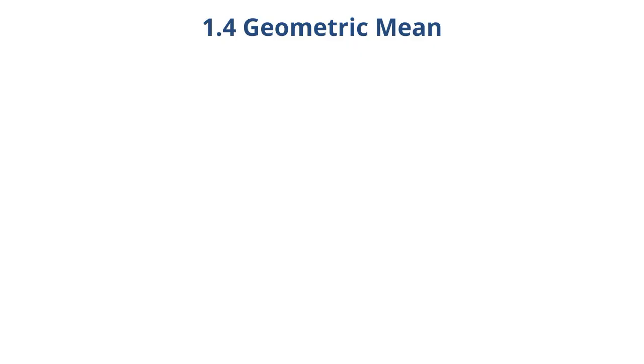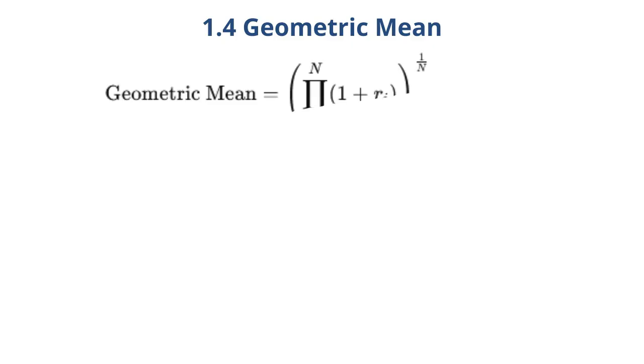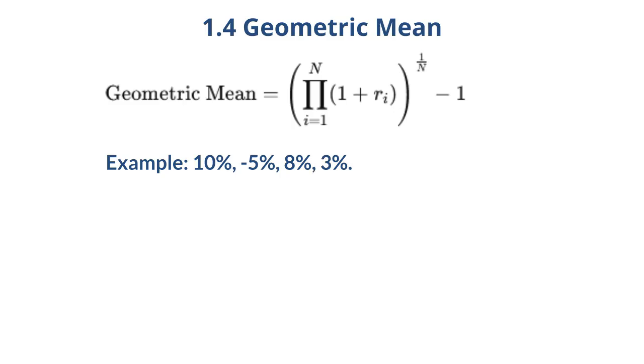The formula for geometric mean is geometric mean equals the product from i equals 1 to n of the quantity 1 plus r sub i, raised to the power of 1 over n, minus 1. Example, compute the geometric mean return for a set of returns over 4 years: 10%, minus 5%, 8%, 3%. Solution. Step 1. Convert the percentages to decimal form. Returns: 0.10, minus 0.05, 0.08, 0.03.